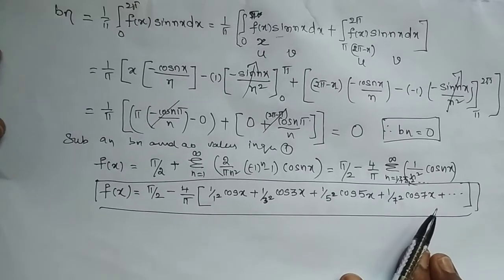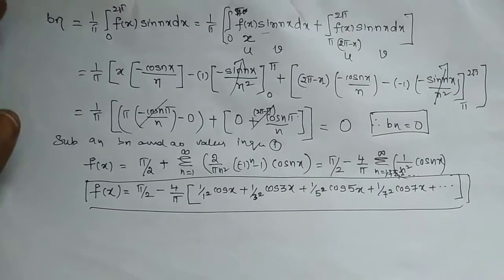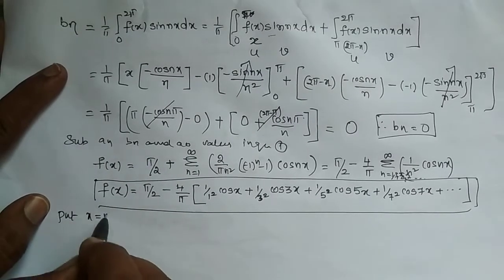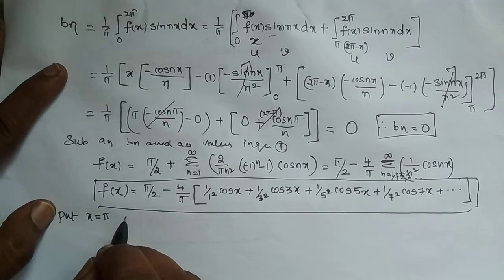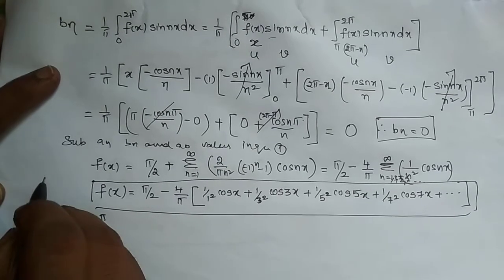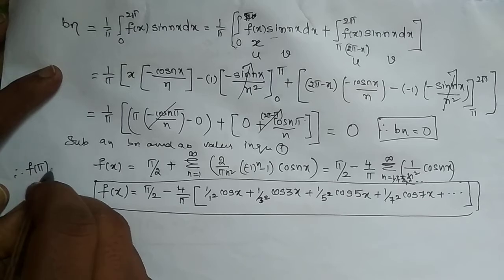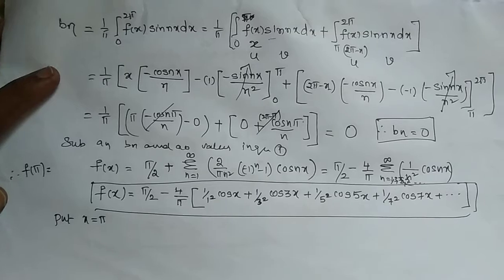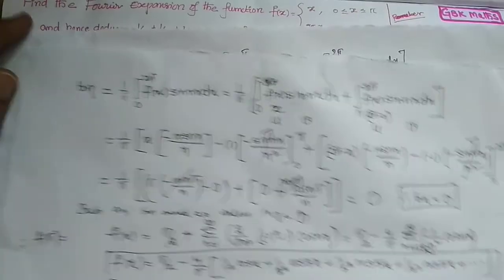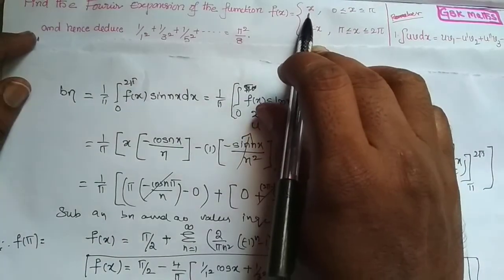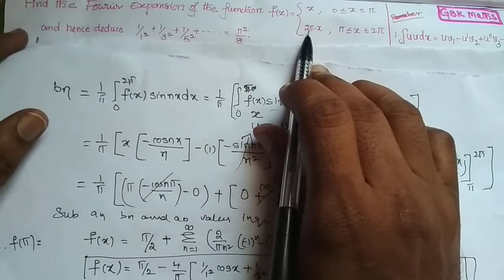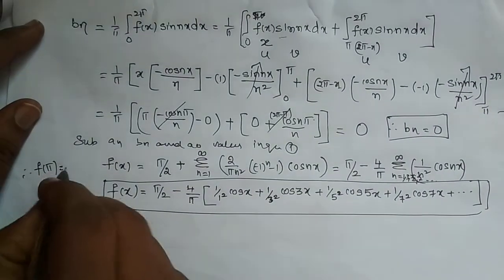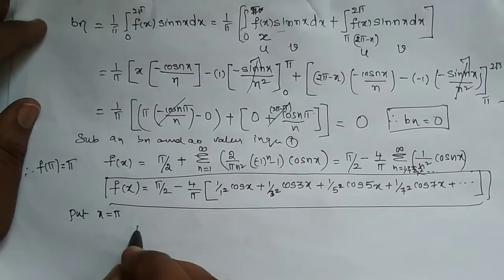For proving that, I can substitute x is equal to pi. Put x is equal to pi in the above expansion. See what happened, I can calculate f of pi here. It is convergent at x is equal to pi because it is having two values. We can substitute x is equal to pi in this formula, which is also satisfying. 2 pi minus pi is also pi. So what is the value of that one? f of pi is pi. So then it can be converted.